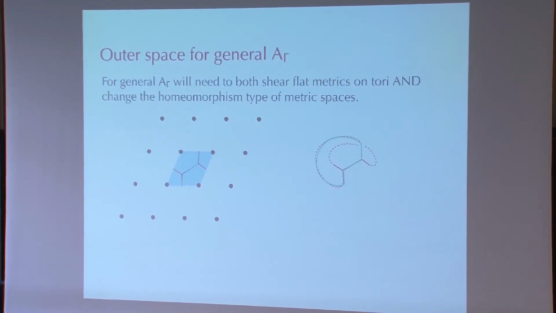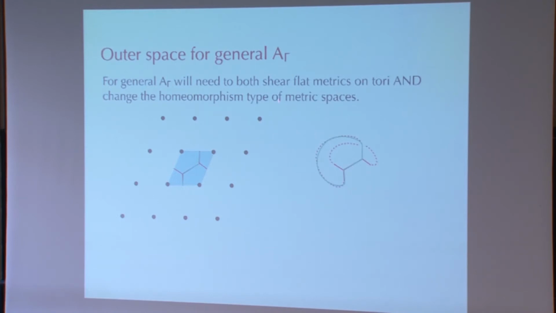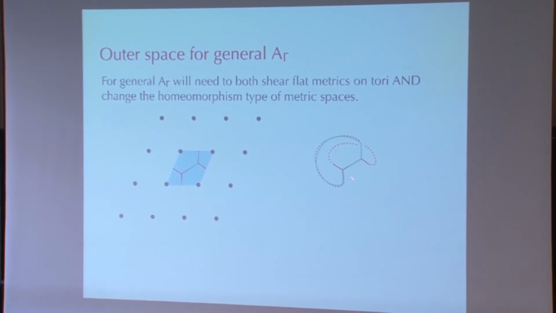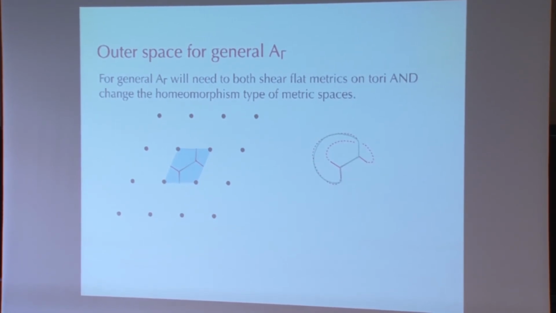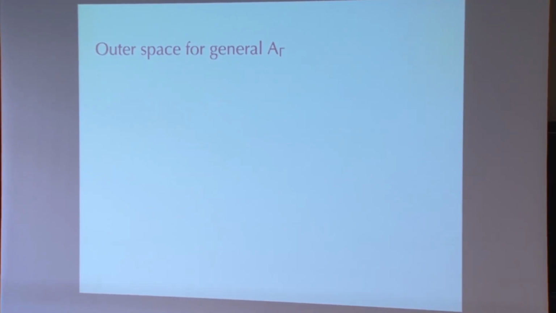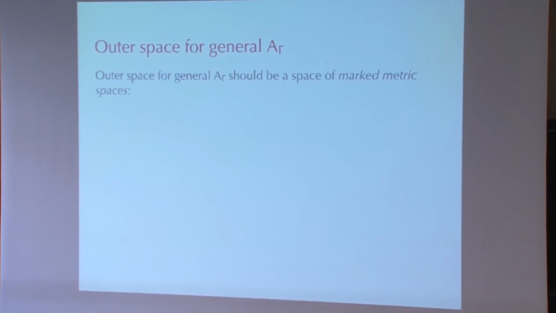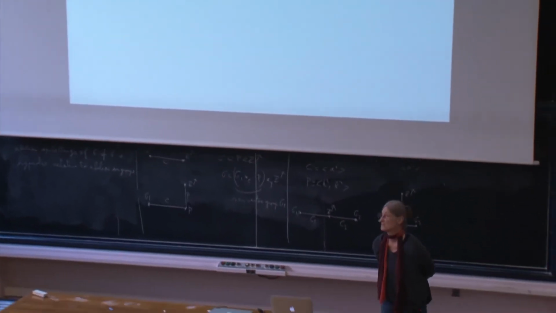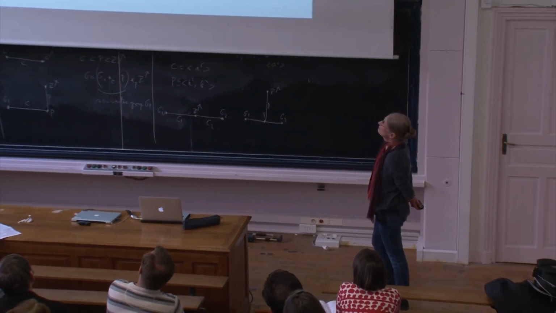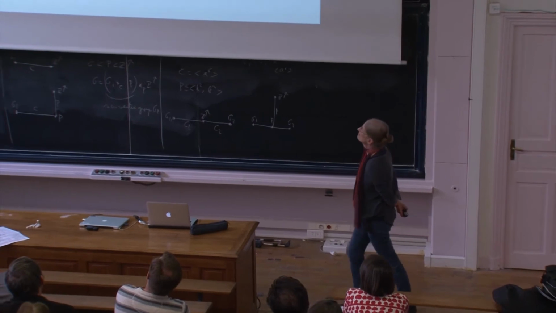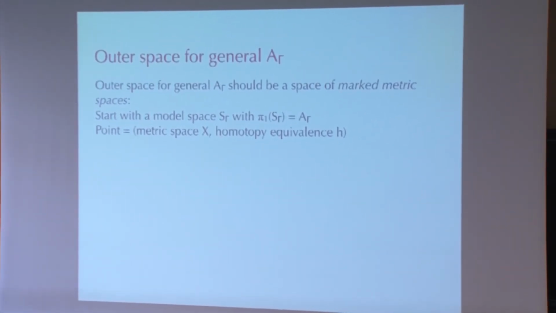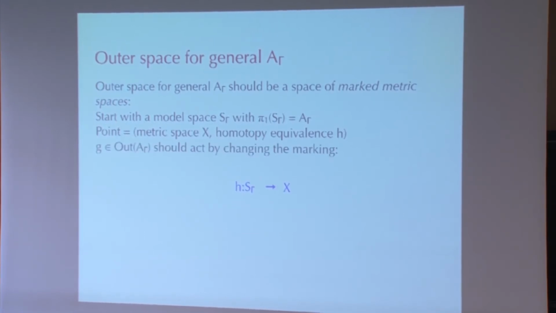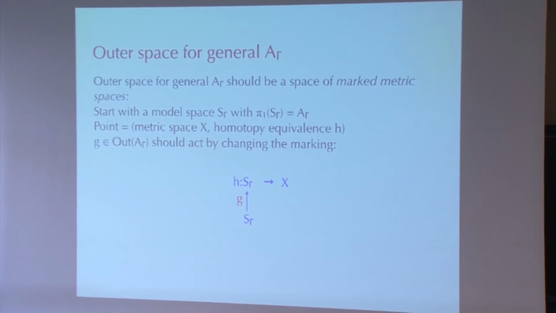Okay, so this is in the space of graphs. We had to go through graphs that weren't like the rose. They weren't like our model space. So we had to consider other homeomorphism types other than our model. For this, all of our spaces were homeomorphic to our model, but they had different metrics on them. So in general, we're going to have to both change metrics and change the model to get a space for a general A_Gamma. But in general, we want it to be the same sort of thing. We want it to be a space of marked metric spaces. So we're going to need some model space whose fundamental group is A_Gamma. A point is going to be some metric space and a homotopy equivalence to the model space, like that. And a point should act by modifying by an automorphism of A_Gamma and composing.